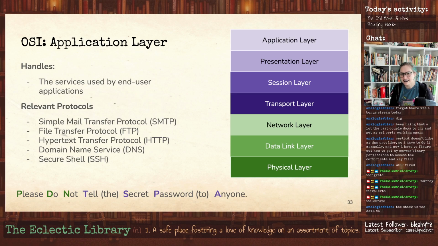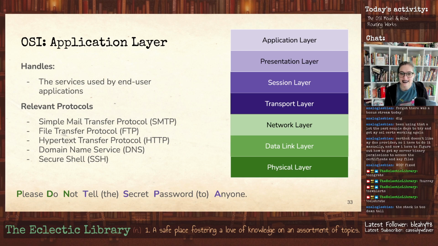And last but not least, we've got the application layer. Woo! So the application layer handles the services used by end user applications. The application layer is not necessarily literally every aspect of the application that you are using. It's not going to be Slack. It's going to be the services that Slack needs to be able to use to talk to the network.